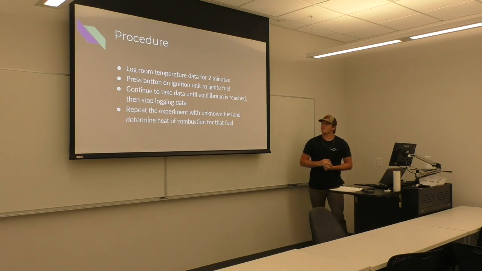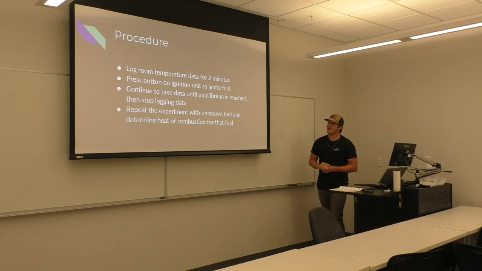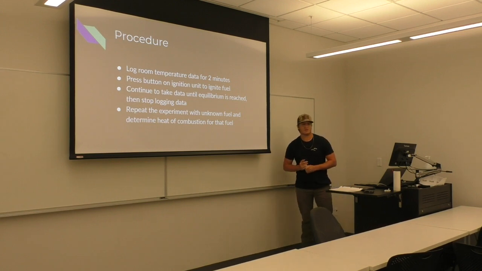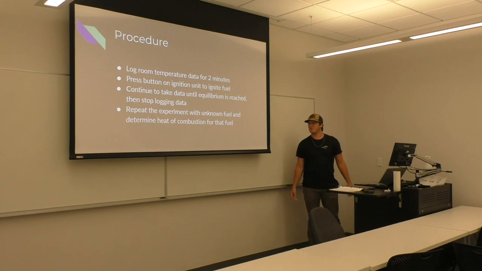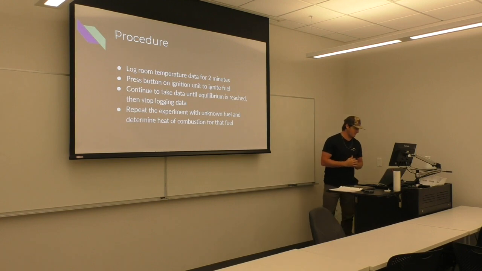To run the actual procedure, you're going to let the water get to room temperature. Once this is done, you're going to take data for 2 minutes. After the 2 minutes is up, you're going to press the ignition button to ignite the fuel inside of the calorimeter or the bomb itself. And then you're going to wait for the temperature of the water to get back up to equilibrium. And once it reaches equilibrium, you can stop the experiment.